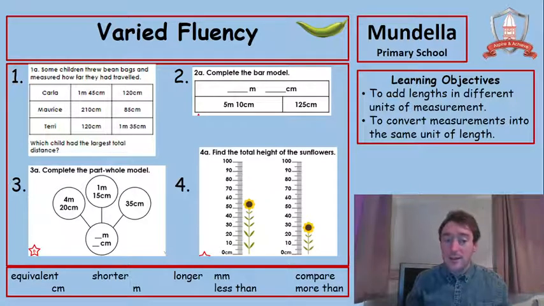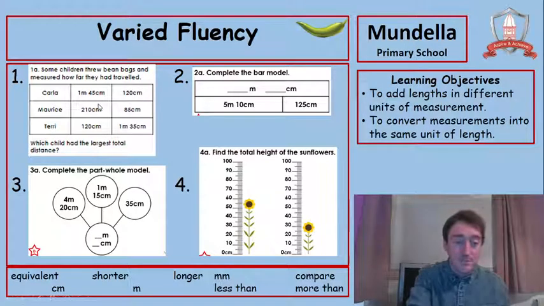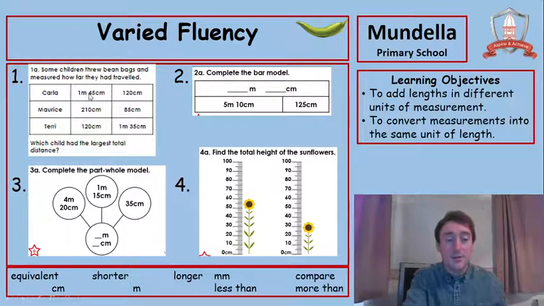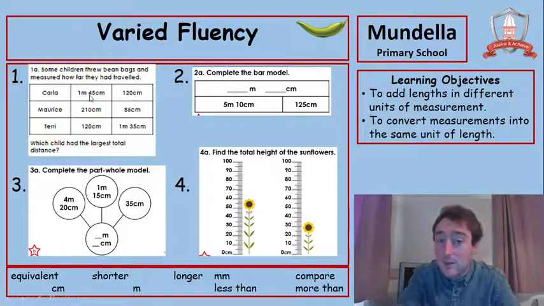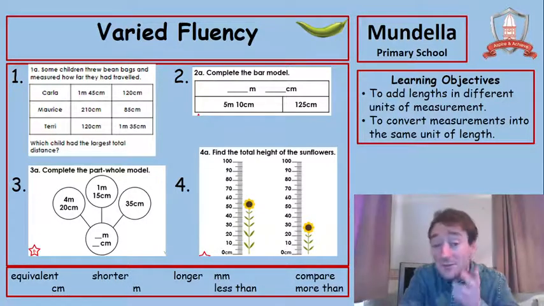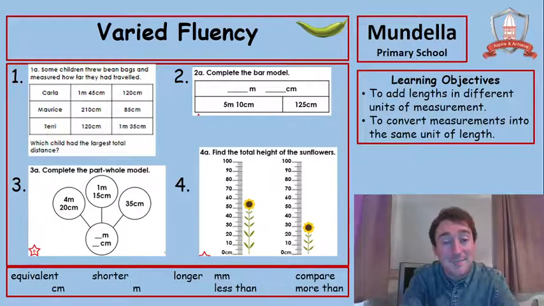So, if you find it, like for example, let's look at this first one. It says 210 centimetres, 120 centimetres, 1 metre 45. Maybe it would be best here if we just worked in centimetres. So we would have to convert the 1 metre 45 into centimetres first. What would that be? 145. Yep, you got it.